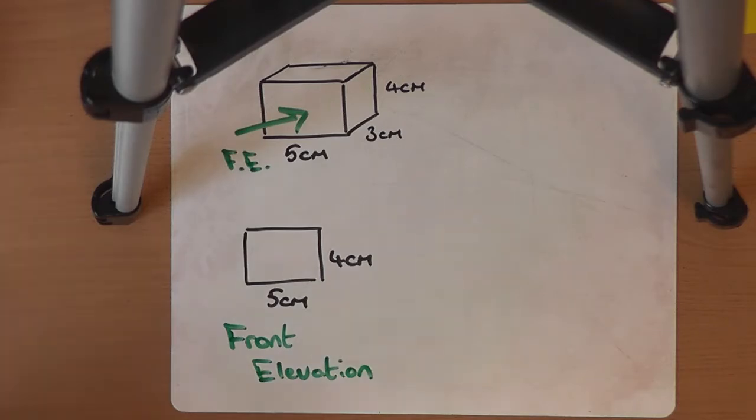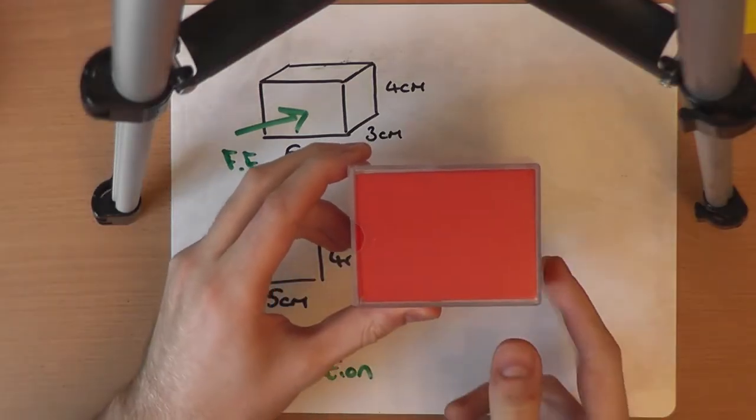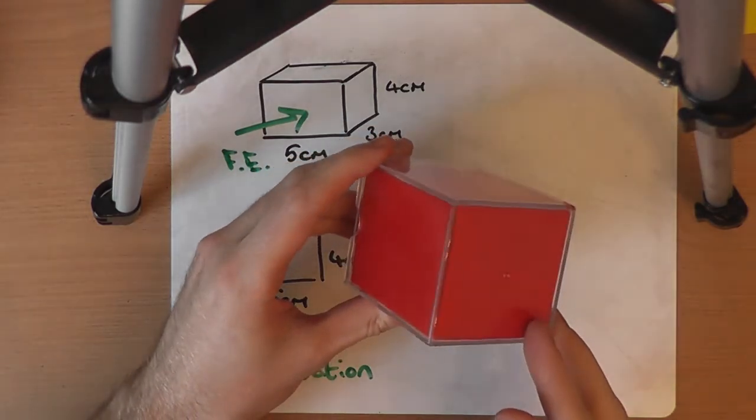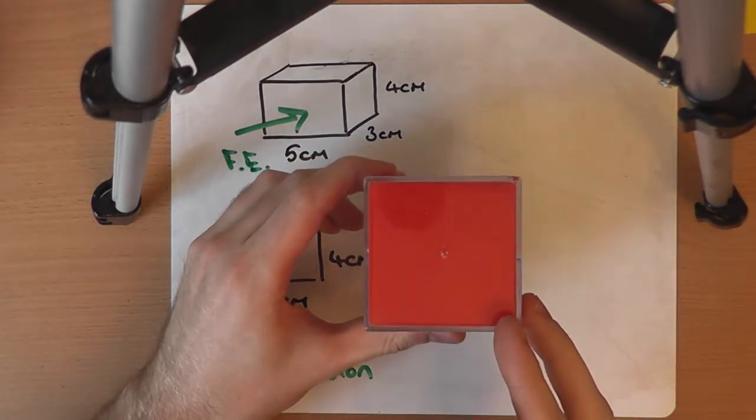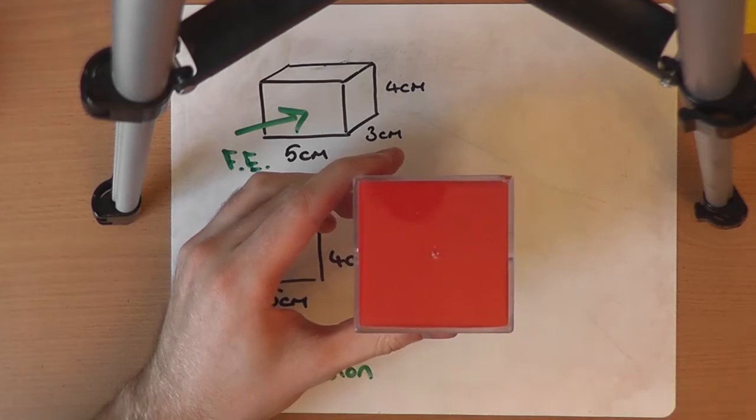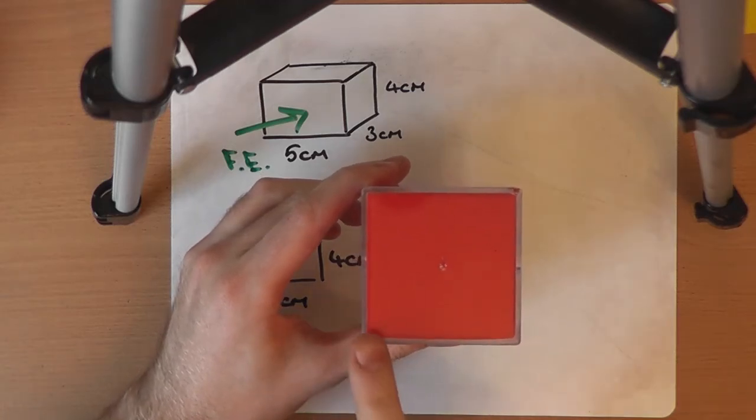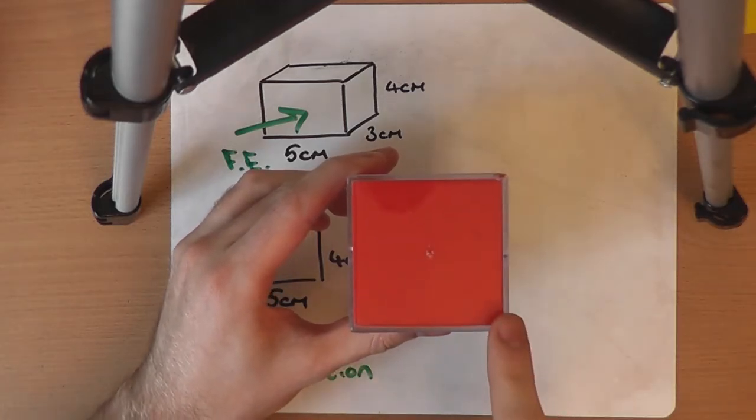There are other angles that we could look at as well. If we take our cuboid again, there is our front elevation, but maybe instead this time we want to look at it from side on. And once again, side on, all we are seeing really is another rectangle, 3 centimeters across here and 4 centimeters in height.